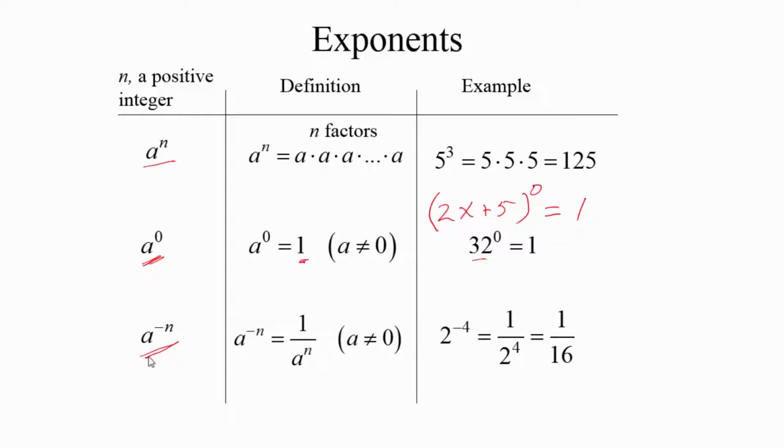Also, when you have a negative power, a to the minus n power is the inverse, equal to 1 over a to the positive power. So a to the minus n power would be equal to 1 over a to the n power, and a should not be equal to 0. So 2 to the minus 4 power is actually 1 over 2 to the 4 power, which is 1/16.